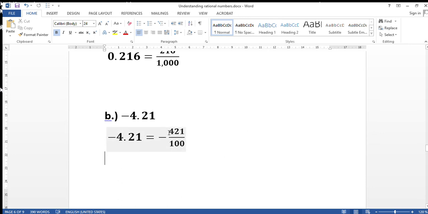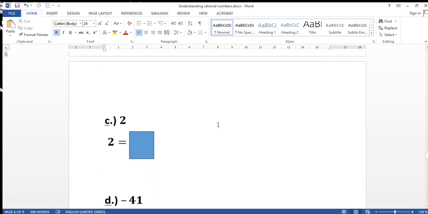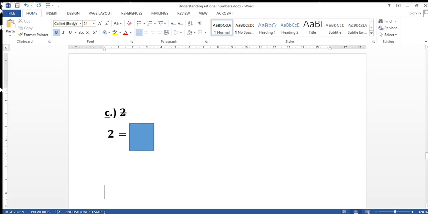Okay, and then we cannot reduce it to the lowest term, so we remain it as the final answer. Alright, next we have 2. So 2 here, we all know this number 2 has a denominator of 1, so we just write it as 2 over 1. Final answer.